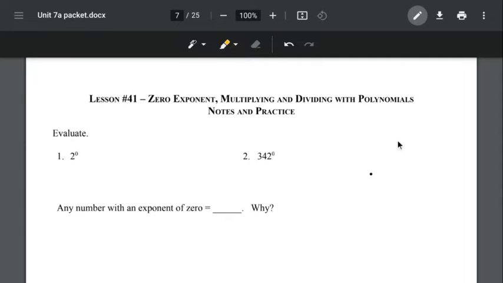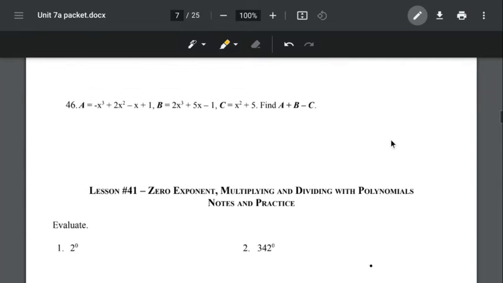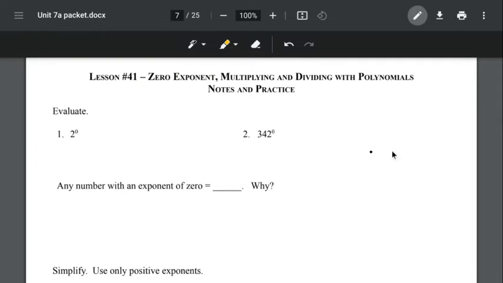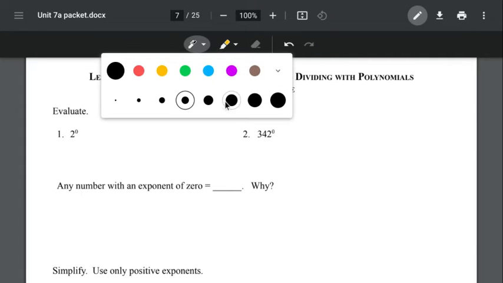Welcome back. Today we're doing lesson 41. We are on page 6. Three different things we're doing today. We're working with zero exponents, then we're multiplying, then we're dividing, actually monomials. It says polynomial, but we're focusing on monomials.